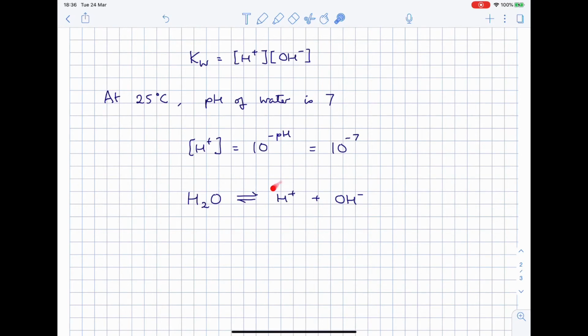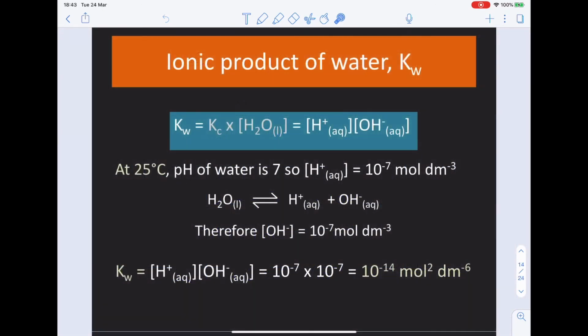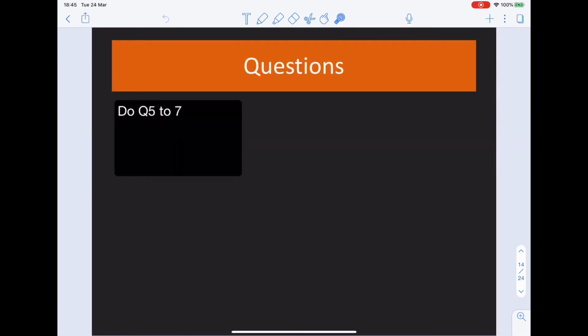Since there will be 1 proton and 1 hydroxide ion for every 1 molecule of water ionizing, the concentration of OH- will be the same as the concentration of H+. We can then substitute these values into the equation, and we can work out the ionic product of water. It works out to be 1 times 10 to the minus 14, or simply 10 to the minus 14. And notice the units are the square of the units of concentration. So at 25 degrees C, the ionic product of water, Kw, has a value of 1 times 10 to the minus 14 moles squared decimeters cubed minus 6. You should now be able to do questions 5 to 7 in AC18.